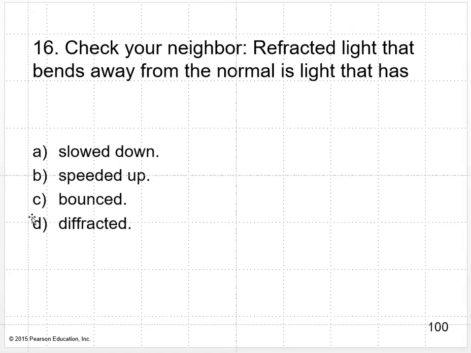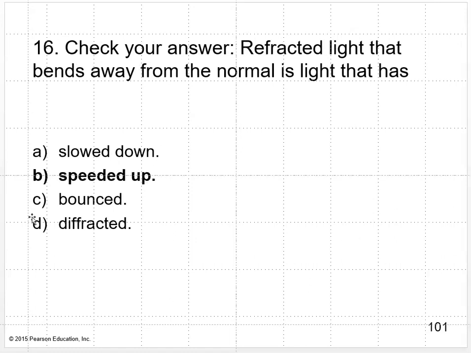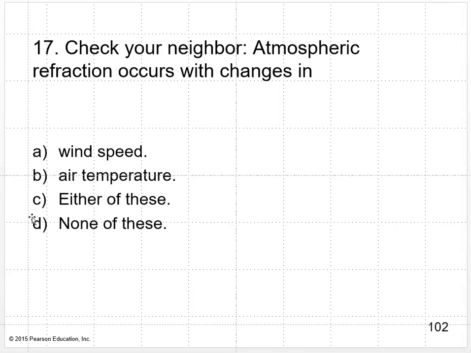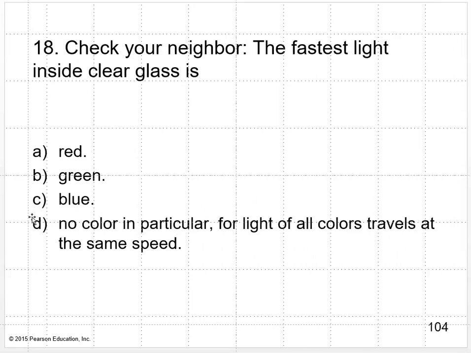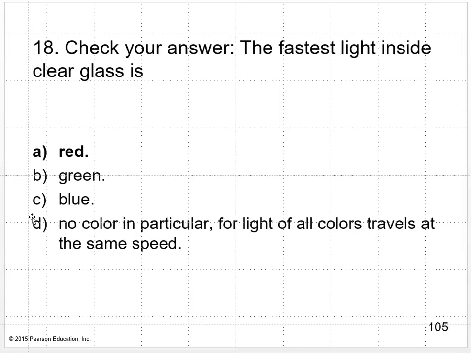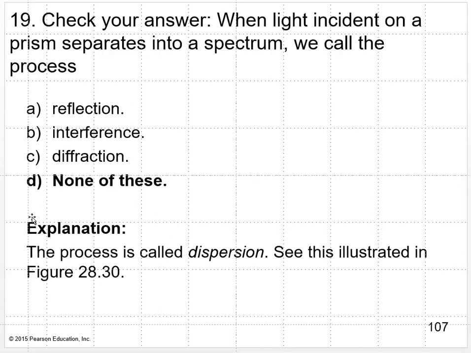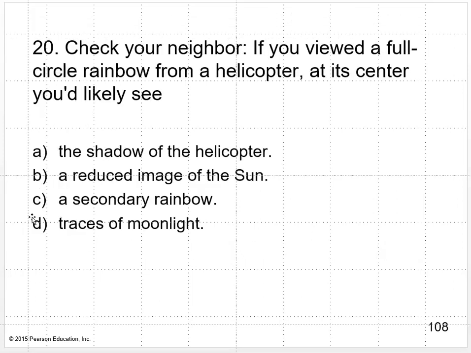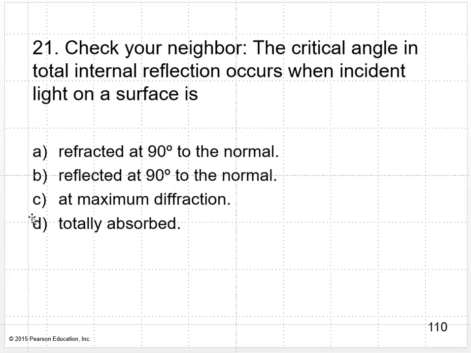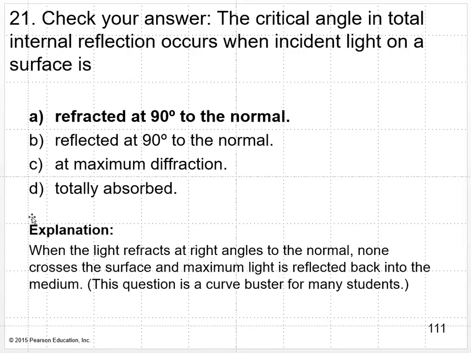Refracted light that bends away from the normal is light that has speeded up. Atmospheric refraction occurs with changes in air temperature. The fastest light inside clear glass is going to be red. Don't fall for that. All light has equal speeds in vacuum. When light incident on a prism separates into a spectrum, we call the process, none of these is actually called dispersion. If you viewed a full circle rainbow from a helicopter at the center, you will see the shadow of the helicopter. The critical angle and total internal reflection occurs when incident light on a surface is refracted at 90 degrees to the normal.